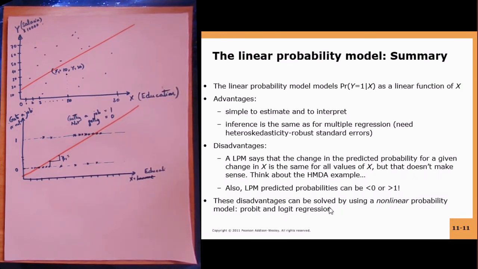So these disadvantages can be solved by using a non-linear probability model. And what are these non-linear models? They are known as the Probit model or the logit regression. Probit regression or logit regression.